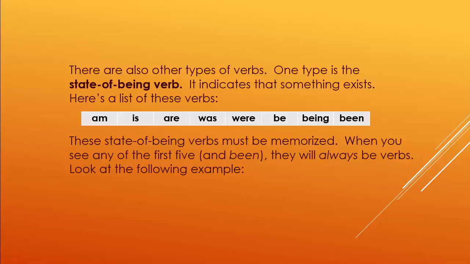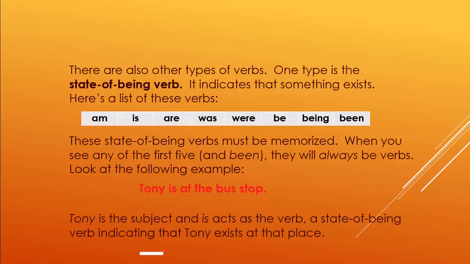Look at the following example. Tony is at the bus stop. Tony is the subject, and is acts as the verb, a state of being verb indicating that Tony exists at that place.